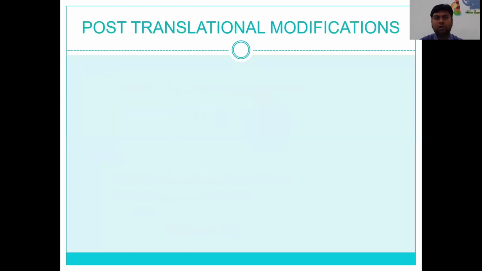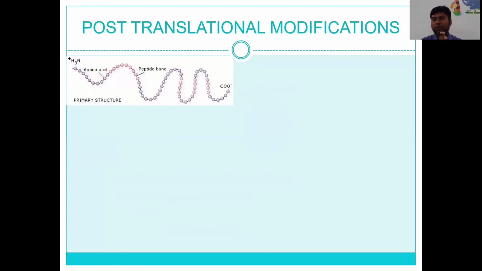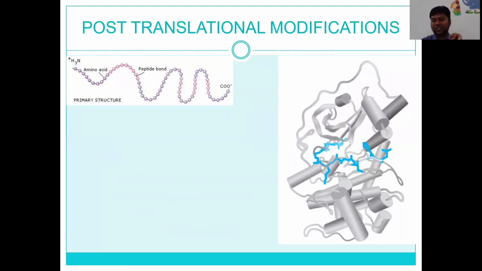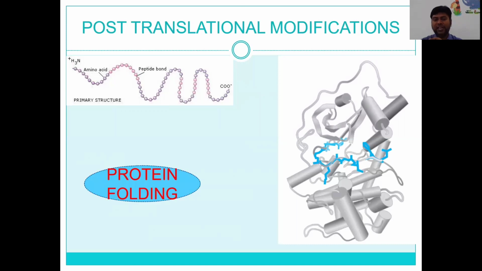Next we will be moving on to post-translational modification. By the end of translation, we are synthesizing the protein only as a linear primary structure, but these proteins will be active only in their native conformation, that means as a higher structure. The process which converts a primary structure into its corresponding higher structure is called protein folding. That is one of the primary post-translational modifications which most proteins will undergo.